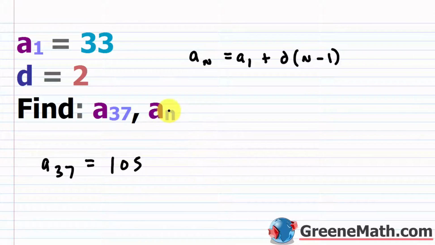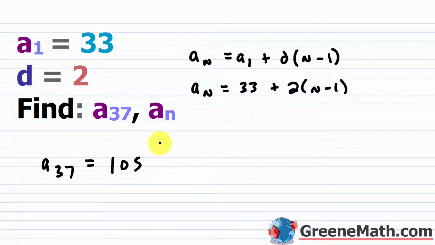Okay, so now let's talk about finding just a sub n. So this would be the formula for the general term in this sequence. And essentially all I'm going to do is just plug in. So I have a sub n is equal to, I know what a sub 1 is, 33. Then plus, I know what d is, it's 2. And then times the quantity n minus 1. So you're just going to simplify this and that's it.